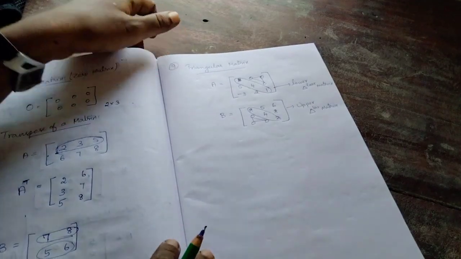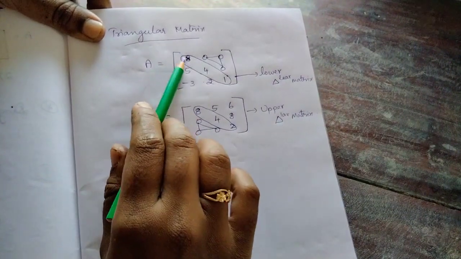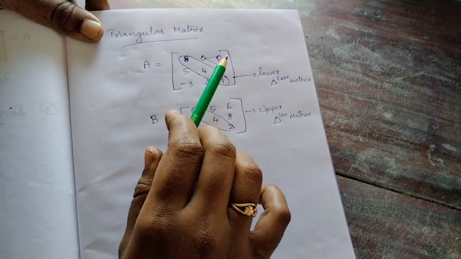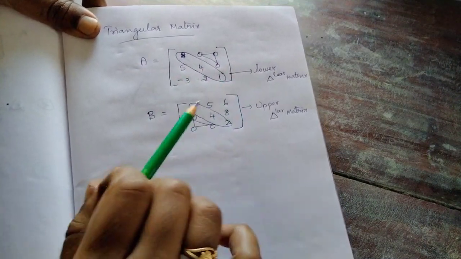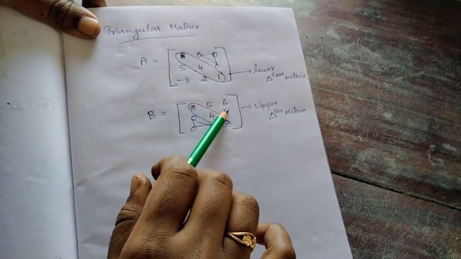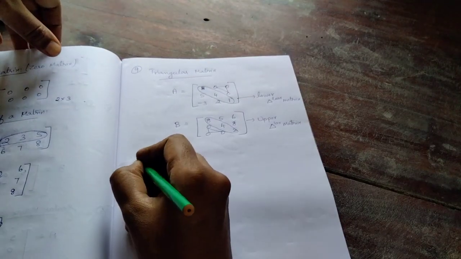Got it, students? Okay, listen carefully. This is a triangular matrix. The reason is that the entries above the leading diagonal are 0, so only the lower part contains elements. So it is a lower triangular matrix. Here the numbers are not present below; only above the numbers are present. So that is an upper triangular matrix. That's all. Then the 10th one.